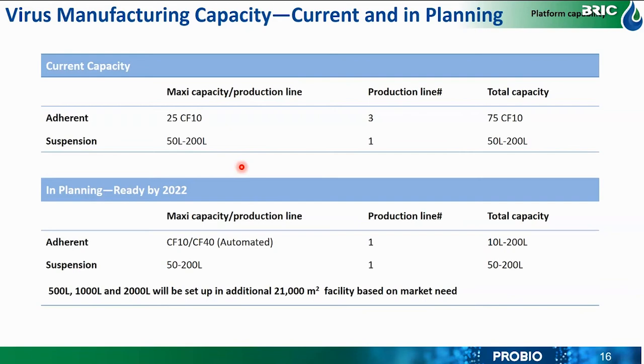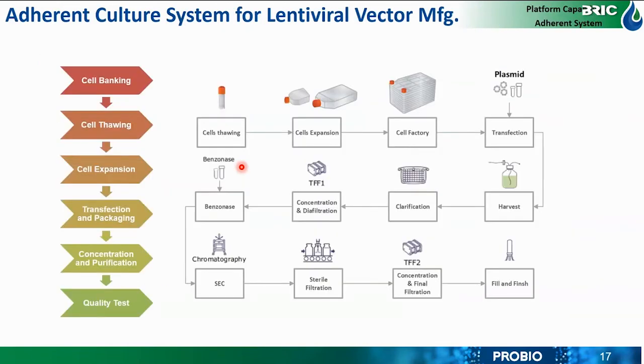And this is a typical adherent culture system for lentivirus manufacturing, from cell banking and using the cell factory system to do transfection. And for the downstream part, we apply multiple steps to purify and concentrate the viral vectors.